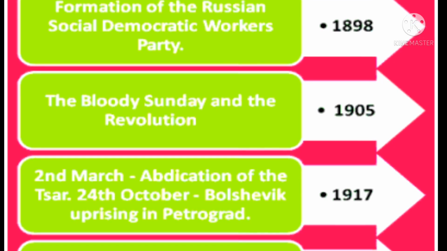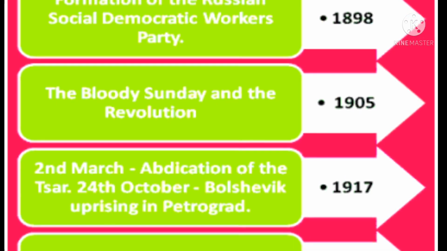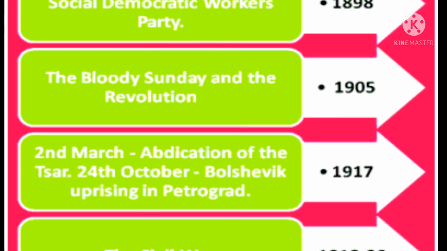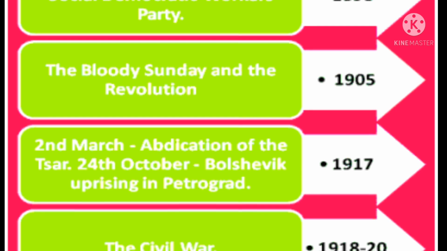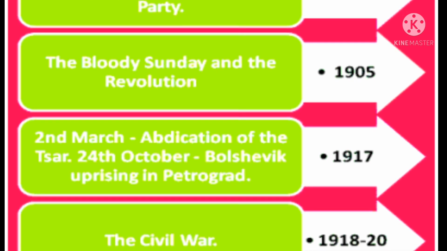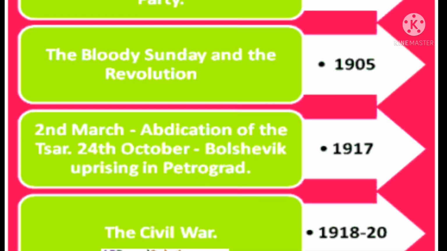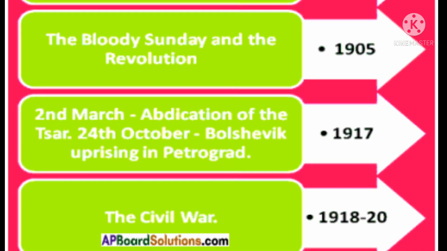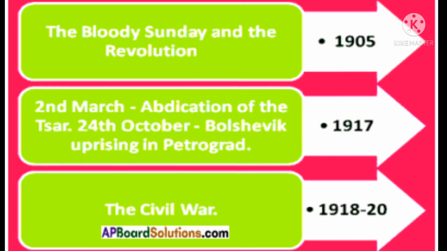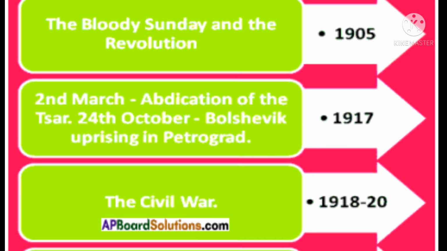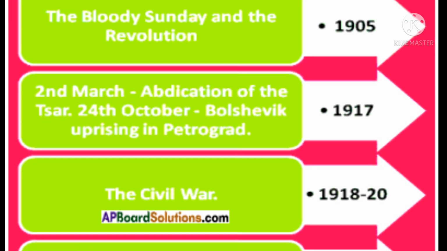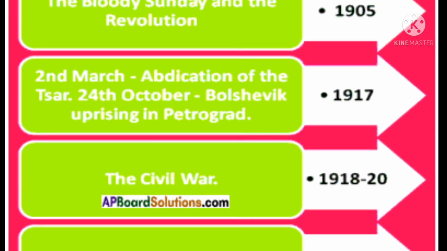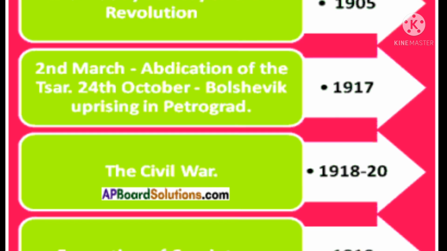Bloody Sunday and the Revolution. Bloody Sunday refers to several violent incidents and confrontations in history. In Russia, it refers to the shooting of armed civilians by Tsarist soldiers in Petersburg in January 1905. This caused the deaths of many people and triggered the outbreak of the 1905 revolution. On 2nd March, the abdication of the Tsar. On 24th October, the Bolshevik uprising in Petrograd, which happened in 1917.